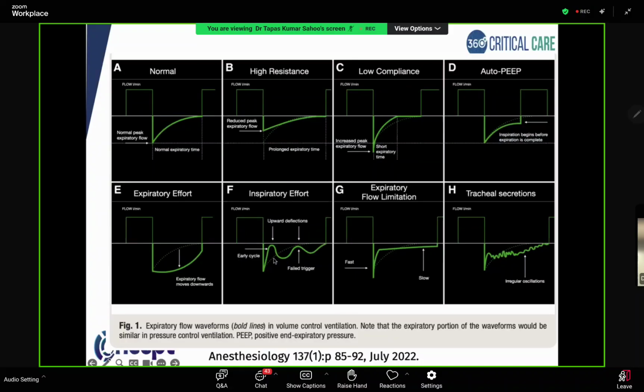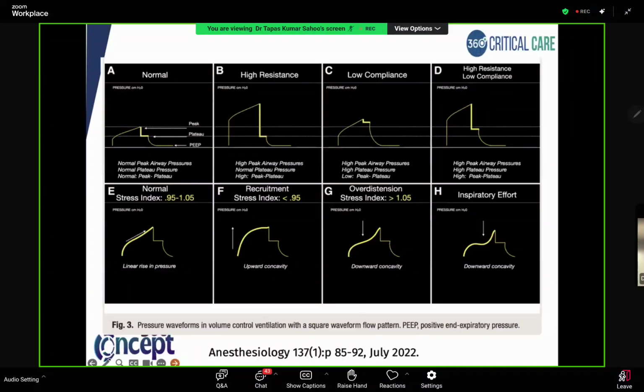Now inspiratory effort, you can see here, failed trigger. This patient is trying to trigger the ventilator, but is unable to do it. Clear? Now expiratory flow limitation, I have already told you it is taking so much time to reach the baseline here. Longer expiratory time. If you are getting tracheal secretions, you would get all these irregular oscillations. Okay, this is an excellent article. I would share the picture with you also.